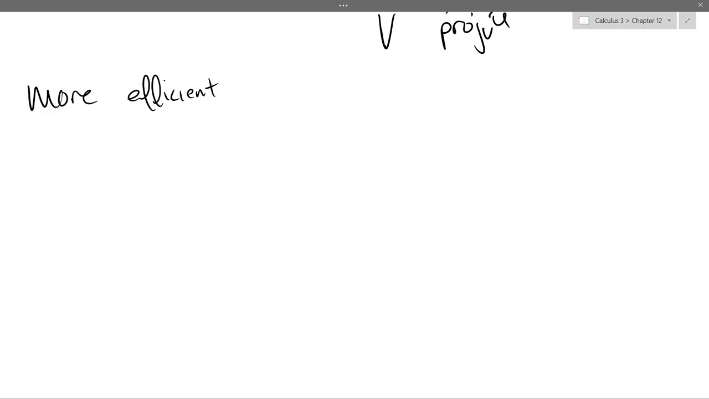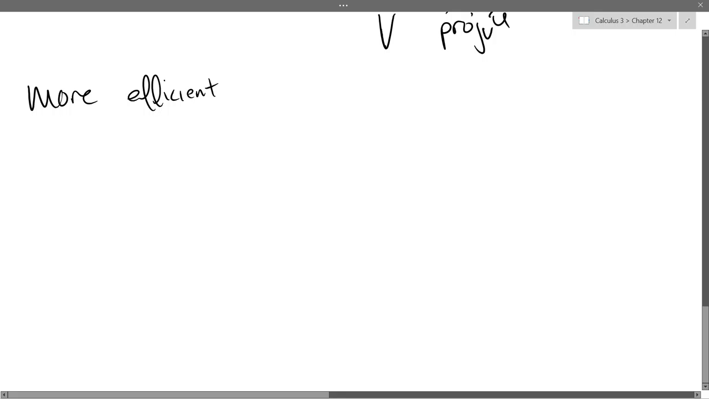Ooh, I never spelled efficient. Is that right? I try to spell mnemonic. That's the worst word. The word that's supposed to be a memory device.